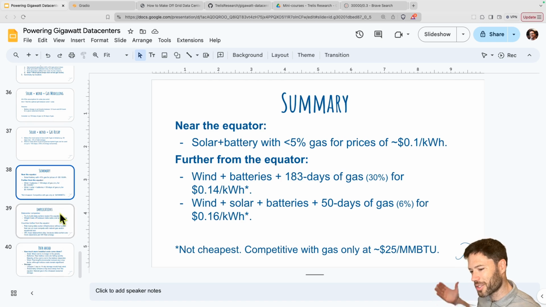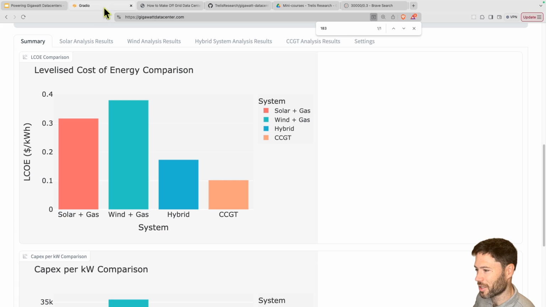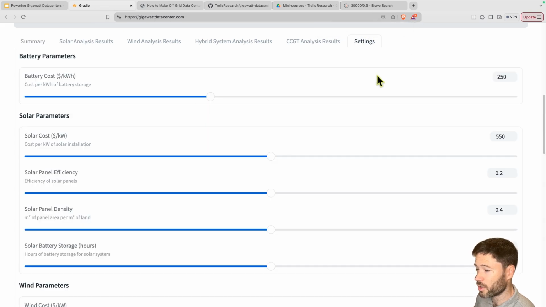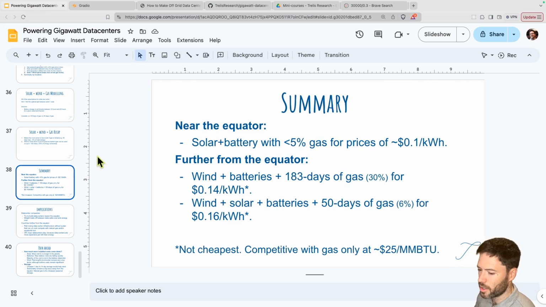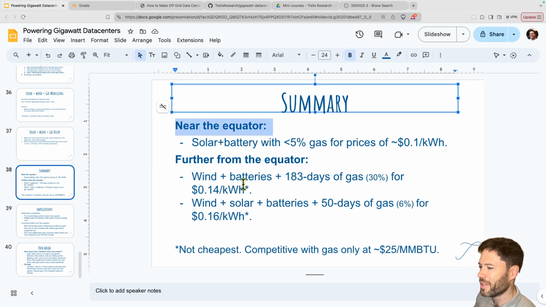And that brings us to a summary of the entire presentation, because we've come through the modeling of each of these scenarios. Of course, these are specific numbers and cases I've run through, but you can just adjust these to whichever values you feel are appropriate for the project or the analysis you want to do. My main conclusions here: near the equator, solar and battery, it's possible to use less than 5% or maybe 10% gas and achieve very good prices. As you move away from the equator, you're probably looking more towards using wind and batteries and allowing for the use of gas on a larger proportion of the days to get to costs that are not too bad.